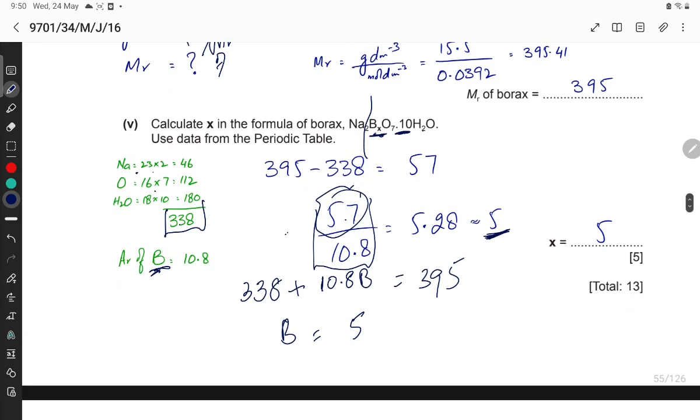In this way we now write down the formula, Na2BxO7 with 10 H2O, where instead of x we write B5 and O7. Is it clear to you? So hopefully this mole question is clear.